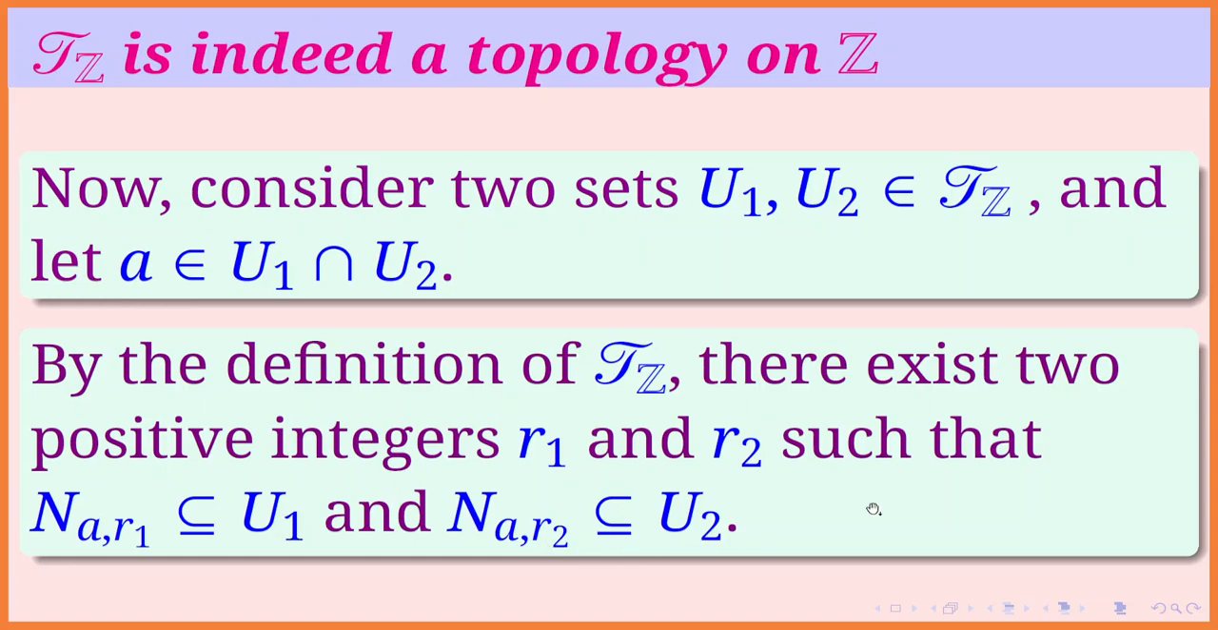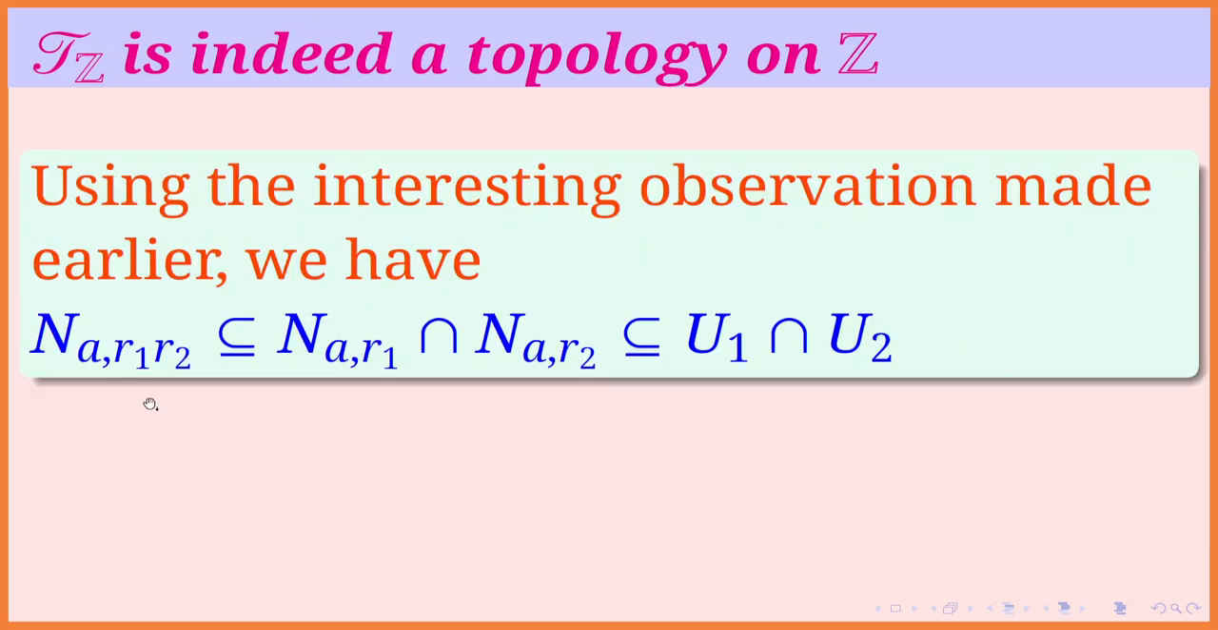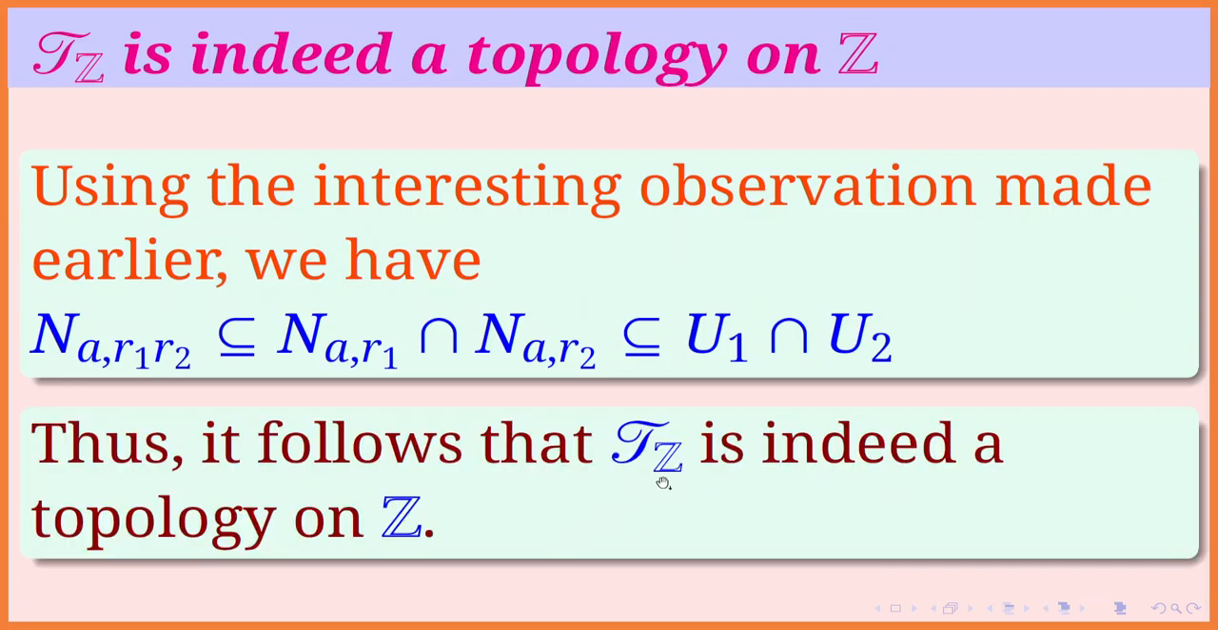So by that interesting observation, N(A,R1R2) is contained in the intersection of these two neighborhoods, and these two neighborhoods again will be contained in U1 intersection U2. So if you start with a point A in the intersection, in this way you can produce a neighborhood of A inside this intersection. Thus it follows that TZ is indeed a topology on Z.